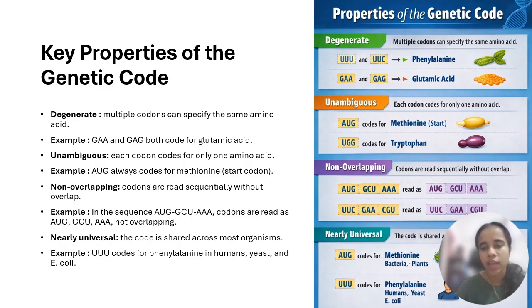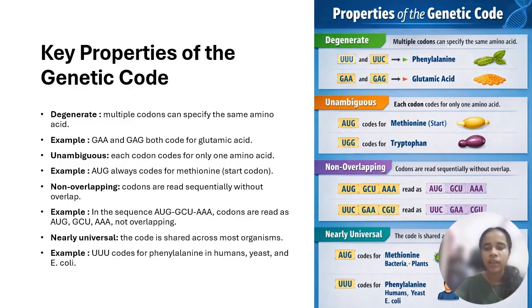For instance, AUG always codes for methionine and nothing else. Third, the code is non-overlapping. So codons are read one after the other in sequence without sharing bases. So a sequence like AUG, GUC, AA, these three together, is read as three separate codons, not as overlapping ones.